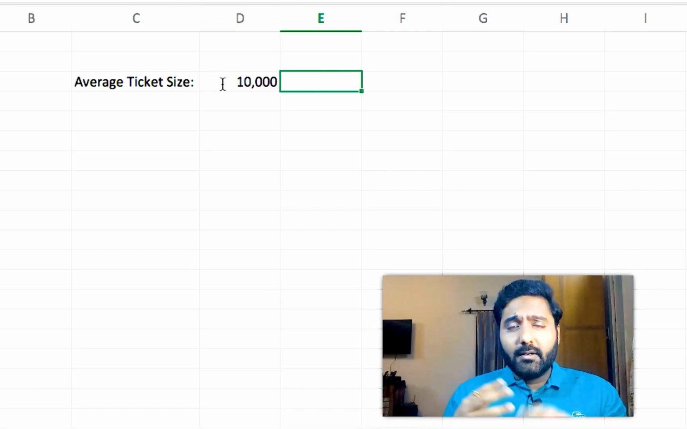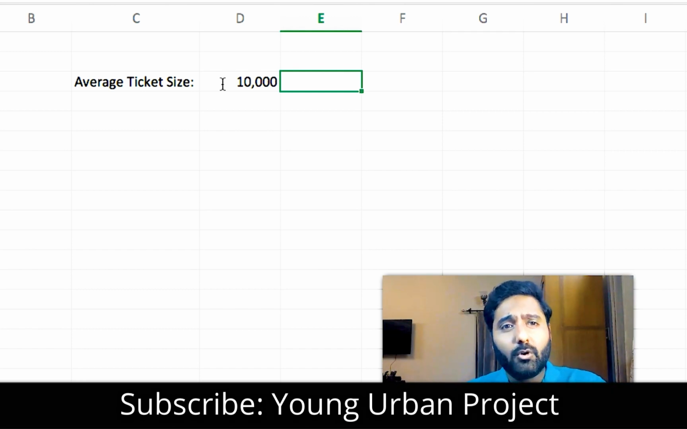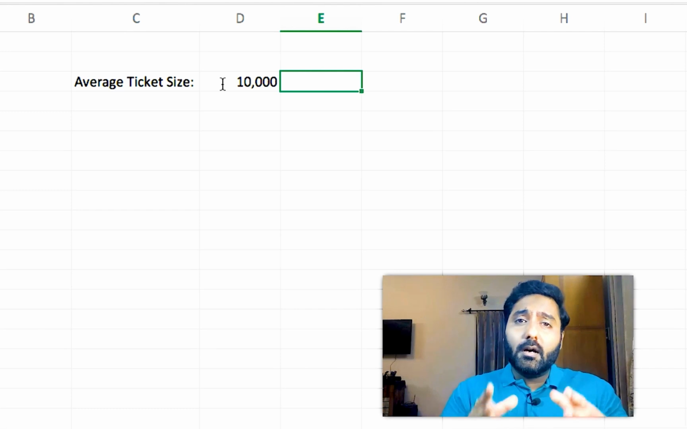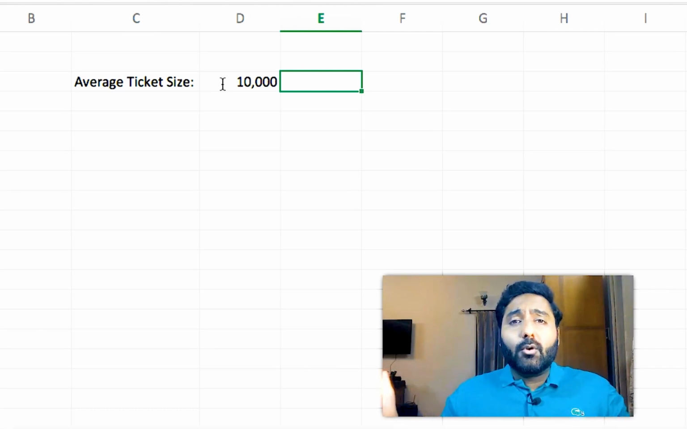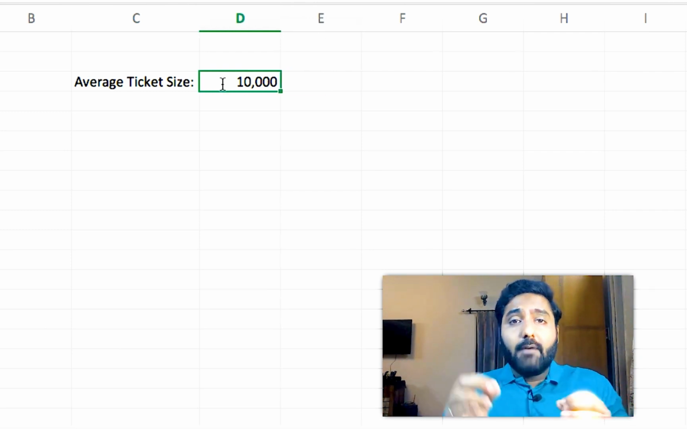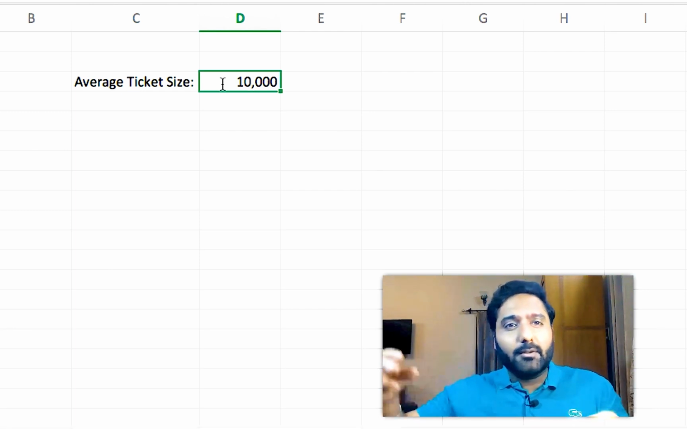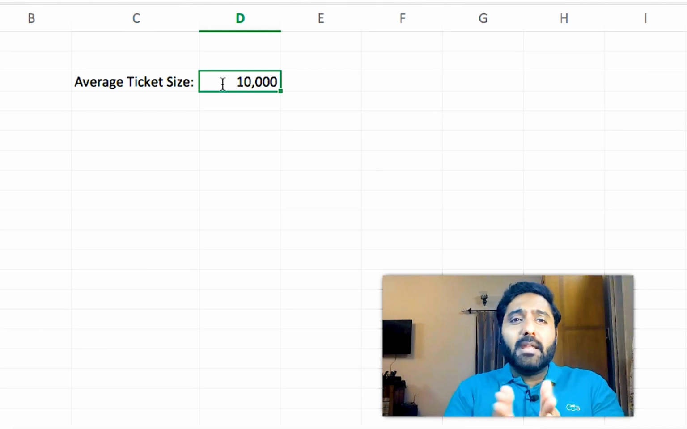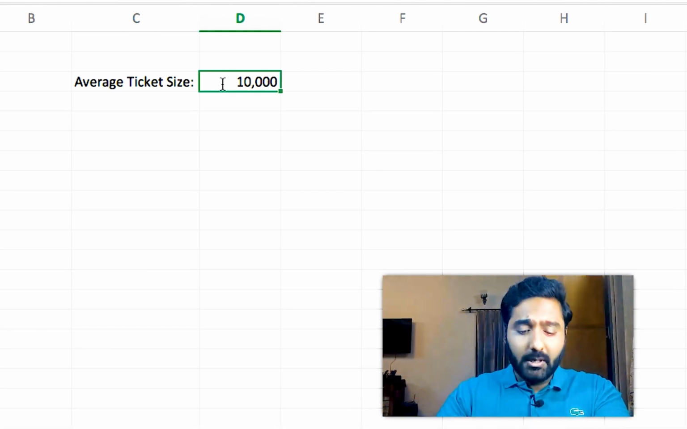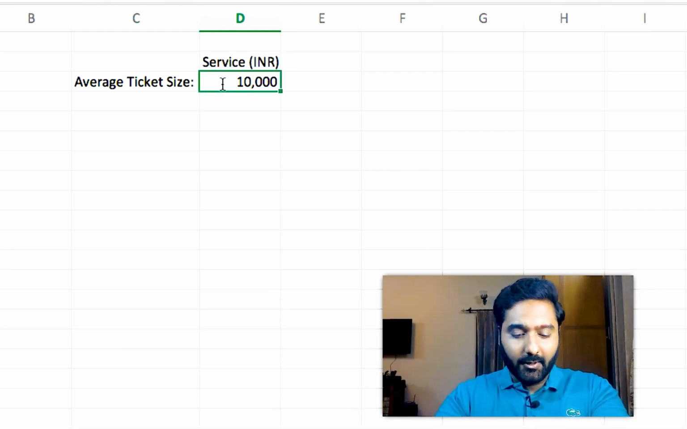Make sure that you understand when you're running a campaign for multiple services, each service would cost something different, and you're running a single campaign for all the services. Let's say you're an agency and you're running one campaign for multiple services. So what you have to do is write the average ticket size. Take the different costs of services, 5,000, 10,000, 15,000, 25,000, and make an average and put the average number here. So I'm just going to write service in INR. I'm going to use Indian rupees as a currency here.